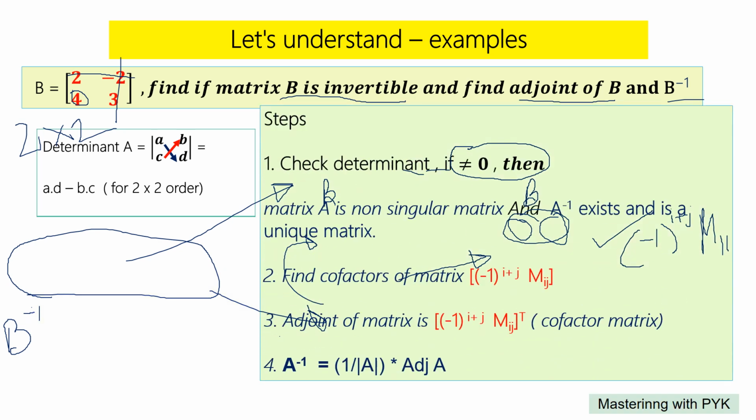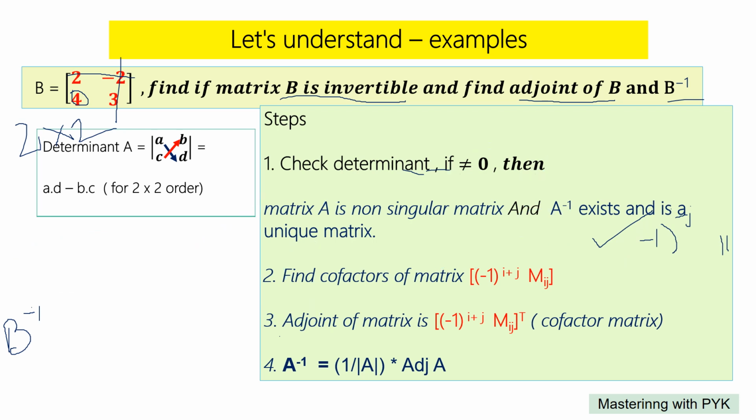So how do we do it? Now let's understand the algorithm. Once the algorithm is clear, it will be very easy to calculate, right? So how do we do it? First, check if the determinant exists. If determinant is 0, this means the A inverse does not exist or it is a singular matrix. If it is not equal to 0, then the matrix is called a non-singular matrix. A inverse exists and it is a unique solution.